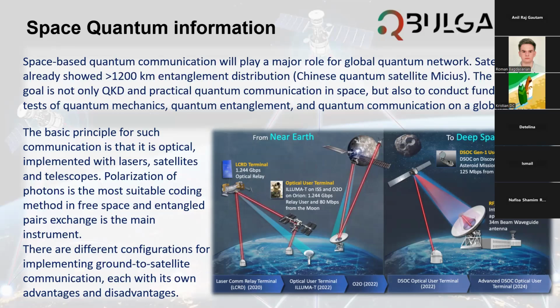The basic principle for such communication is that it is optical, implemented with lasers, satellites, and telescopes. Polarization is the most suitable coding method for free space and for entangled pair exchange in the main instrument. Now is the moment to say that there are other encoding methods, not only polarization. They are phase-based and time-based types. But for space communication, polarization is the most suitable one because it can handle the noise. We can say that there are some different configurations for implementing ground-to-satellite communication, each with its own advantages and disadvantages.